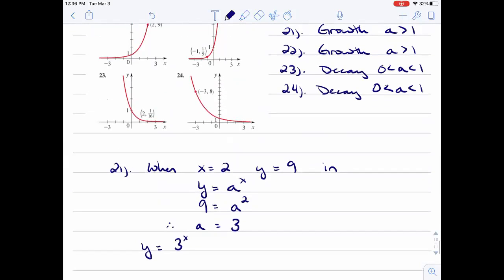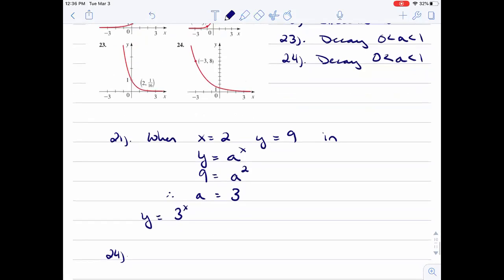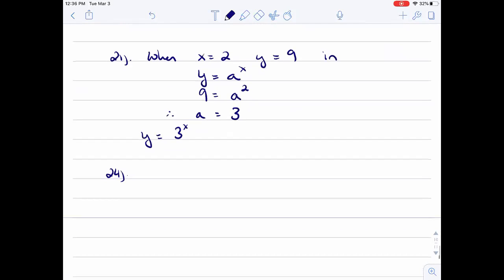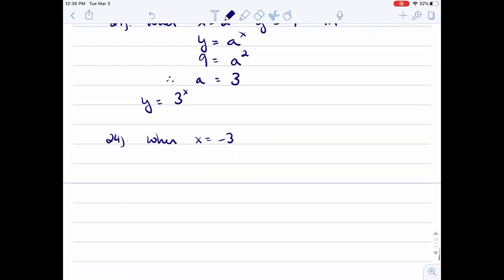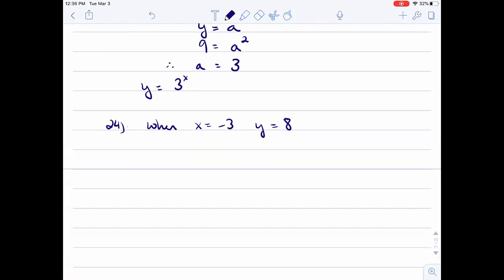How about if we did 24? Why not? Yeah, that's going to be a decay. So if we know that when X is -3, Y is +8, okay, then in Y equals A to the X, we've got 8 must be A to the -3.